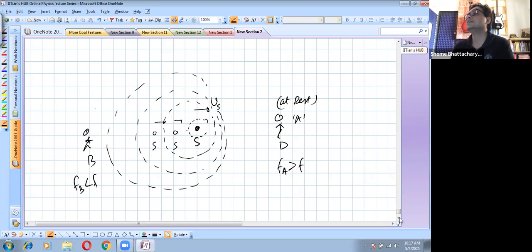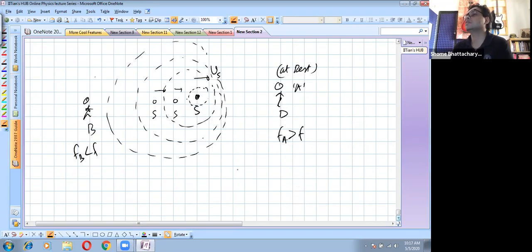And here the formula, as you know, becomes: the frequency heard by A is V upon V minus Vs, the source's velocity, because it's an approach velocity towards the detector. Whereas the frequency heard by B, for whom there's a separation, becomes V upon V plus Vs.